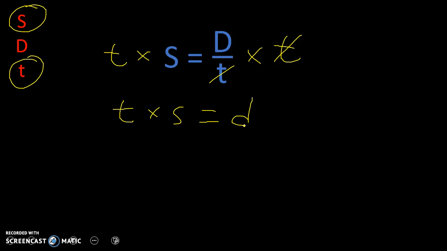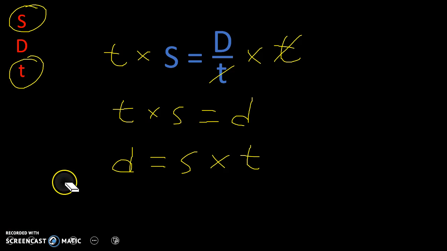Now traditionally we write the unknown variable first, so I'm going to just flip this and say distance equals speed times time. Pretty simple. All I did here was I tried to isolate distance, and to do that I multiplied by time on both sides of the equation.